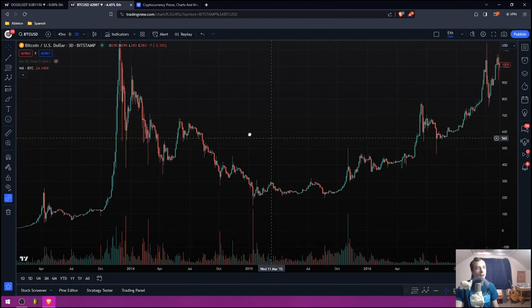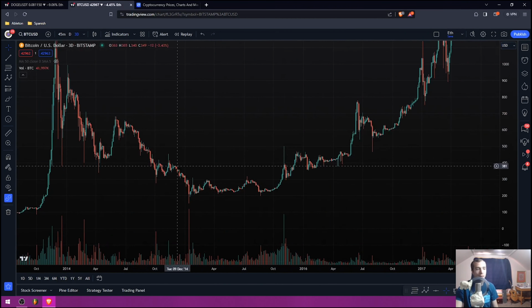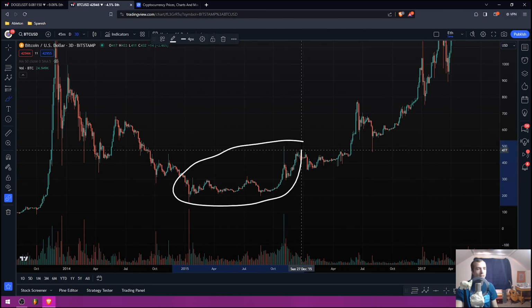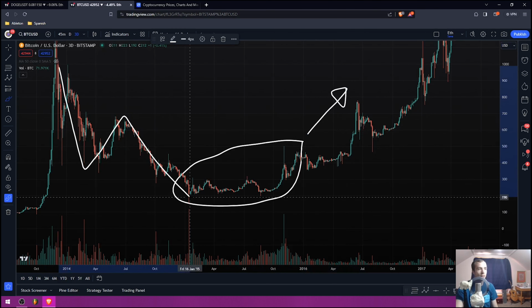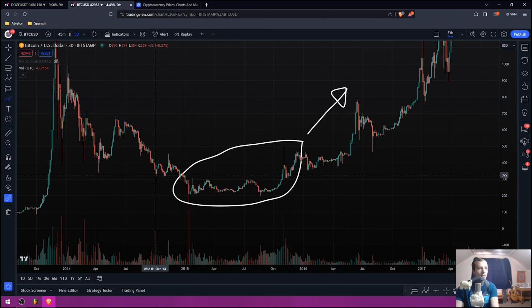So here on Bitstamp, you can see Bitcoin came down, bounced up, went sideways, came down, and then broke out right here. Okay? This is 2015 on Bitcoin. This pattern that led into a new bull market after this zigzag ABC correction, this sideways accumulation and then breakout, is so similar to Dogecoin.